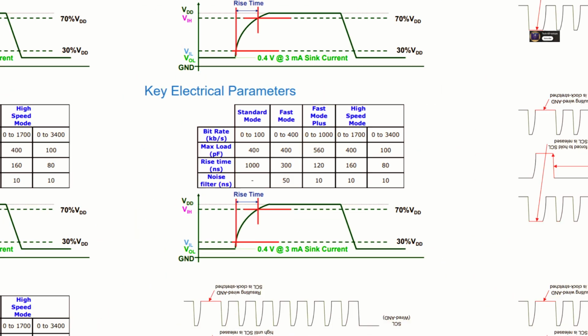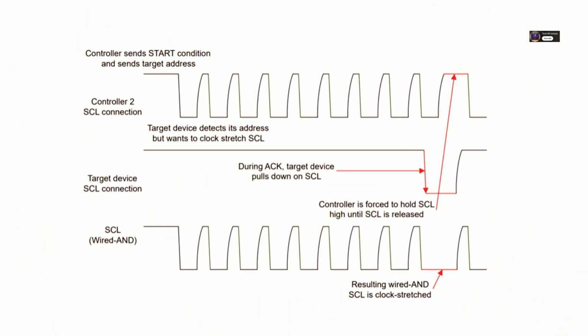Okay, that makes sense. Now, what if a slave device is busy? Maybe it's a sensor taking a measurement and it's not ready to send data when the master asks. Can it ask the master to wait, like a pause button? Yes, it can. That's a feature called clock stretching.